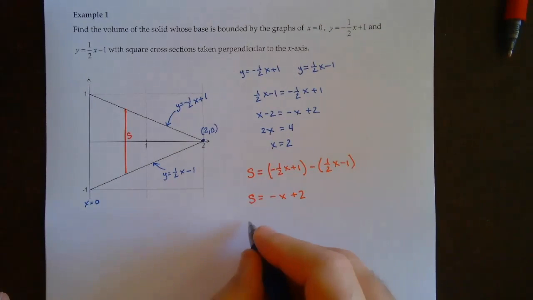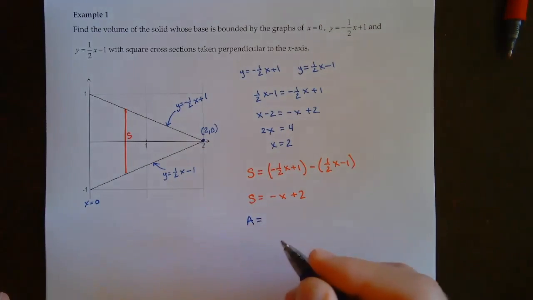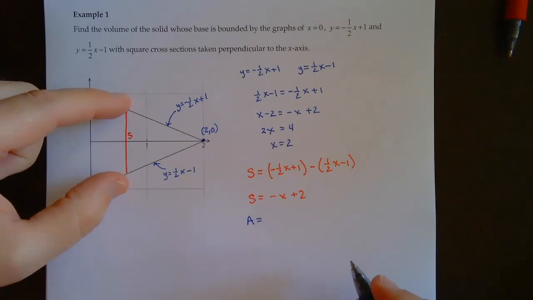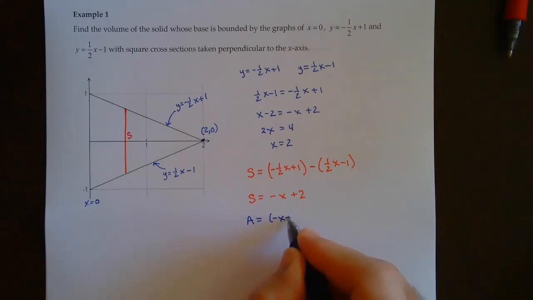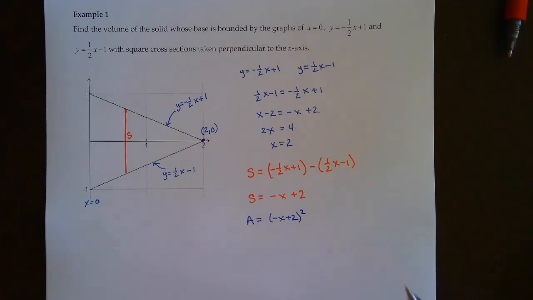Okay, so now what's our area? Our area of this, so this is one side of the square. Our area would be side times side, right? So that would just be negative x plus 2 squared, okay?